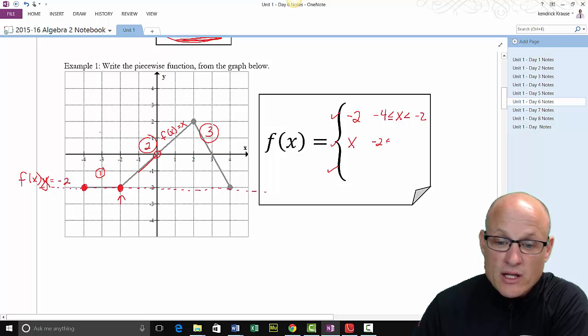from -2 less than or equal to x less than +2, because that ends up here at +2. Now again, I use the open circle there. We're going to use the closed circle on the next one.